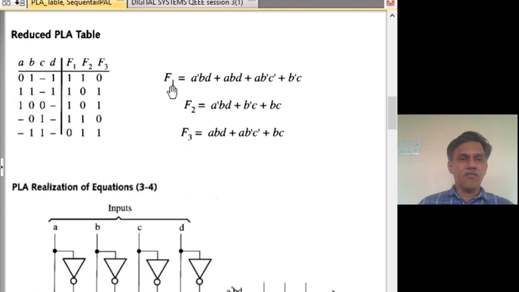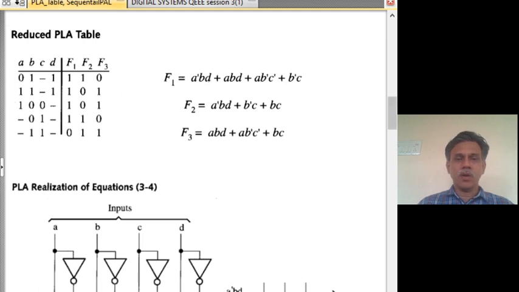For example, in the case of F1, the first 4 terms are required, so you put a 1 against all these things. The last one is not required, put a 0. Whereas for F2, the first term and not the second and third, but the fourth and fifth are required. So you put a 1 1 here, 0 0 here. And finally, F3 needs only 3 of the terms, for which a 1 is put against those rows, zeros against those product terms which are not required. So this is how you come up with a reduced PLA table and use it for realization.